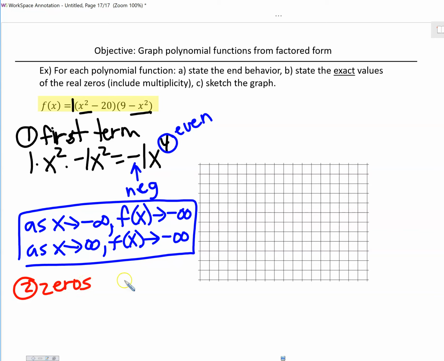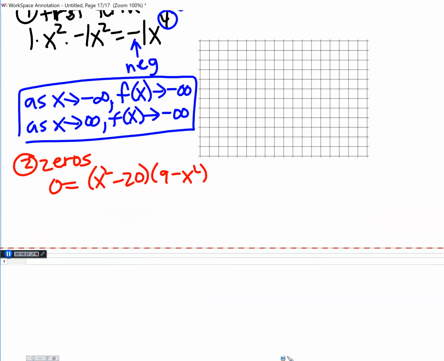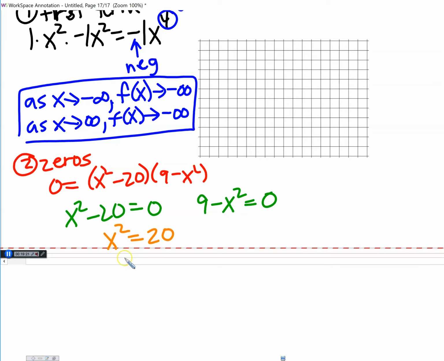So our zeros here, again, we would have f of x being 0, so we get 0 equals x squared minus 20 times 9 minus x squared. So once again, any time that we create a product of factors equals 0, the next step is to use the zero product property. So either x squared minus 20 equals 0, or 9 minus x squared equals 0. With this one, if I add 20 to both sides, I get x squared equals 20. Then using my square root property, take the square root of both sides. Remember, we get plus or minus the square root of 20.